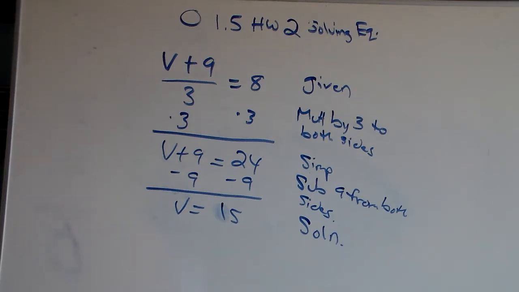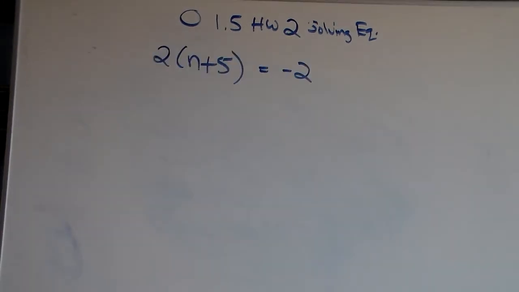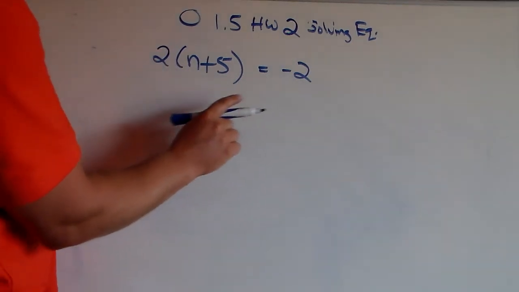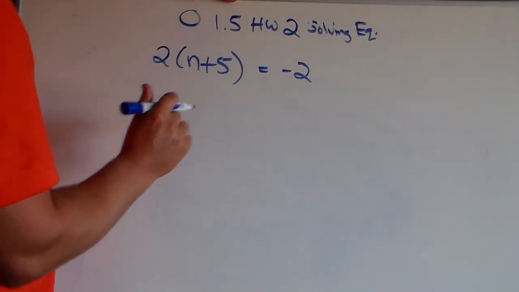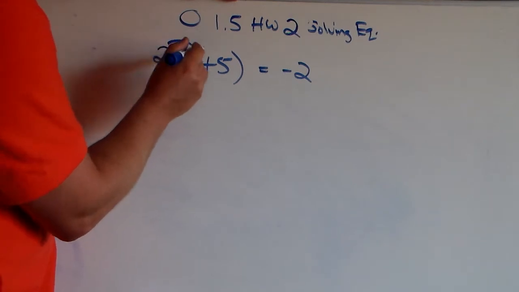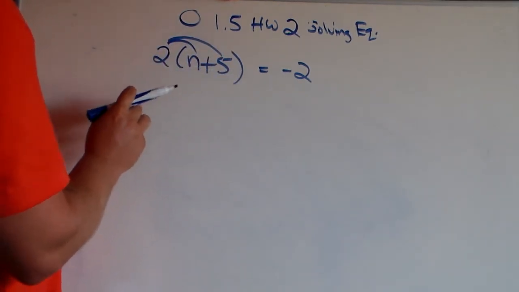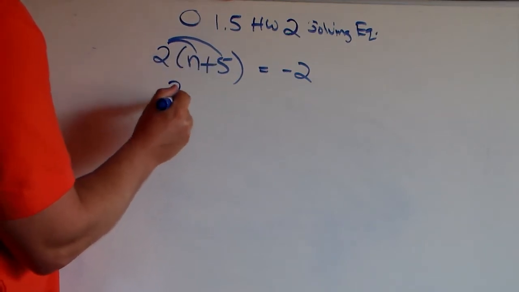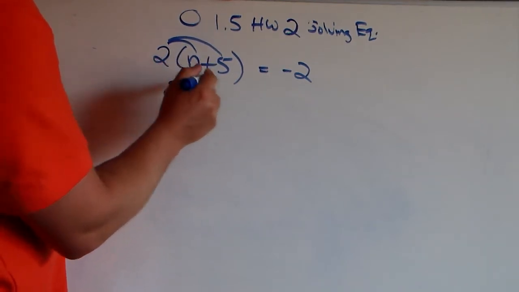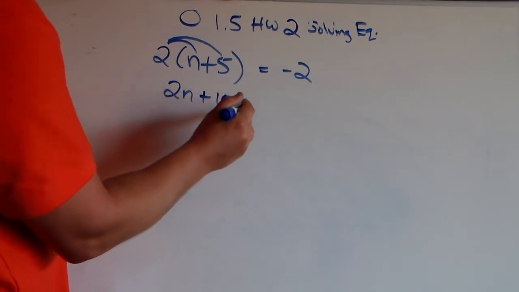The last problem we're going to do is, oh pardon me, actually we're going to do problem number 8. Alright, here's problem number 8. We have 2 times n plus 5 equals negative 2. So now what does this mean? Well, as we talked about a little bit in class, that's the distributive property. So it's going to be 2 times n, we're just going to rewrite it here, and then 2 times 5, which gets you 10.